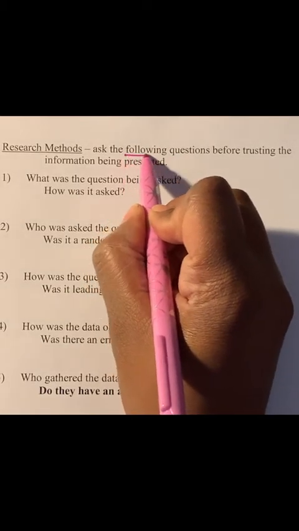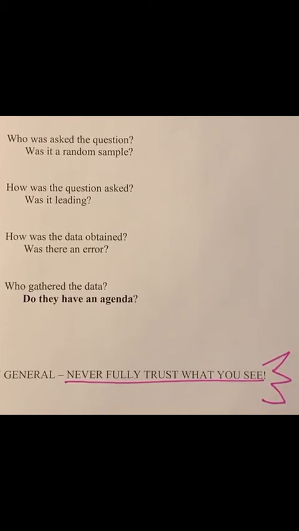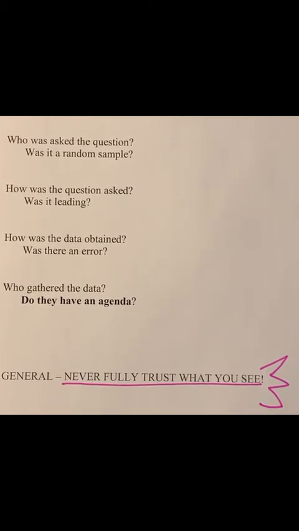So before trusting any information that's being represented to me, in general, we want to never fully trust what we see. That's just saying, hey, maybe they're trying to get something out of me. Maybe they wanted to lean in their favor. Those are things that we want to consider whenever we're looking at data, because you want to know what the person is aiming to construe as far as their idea set.